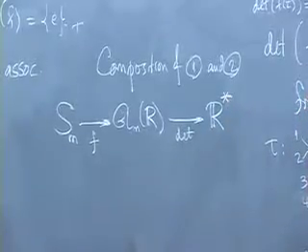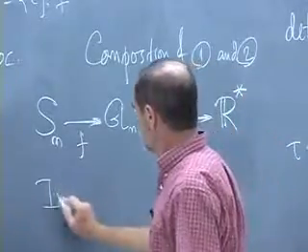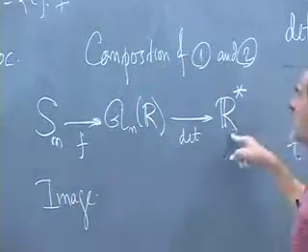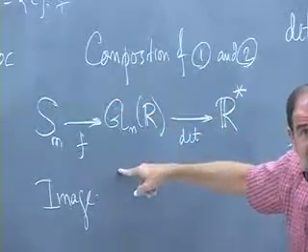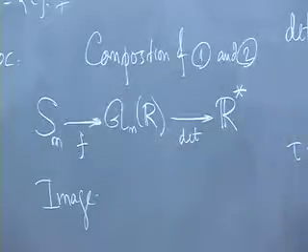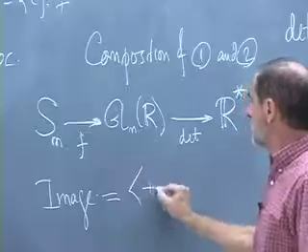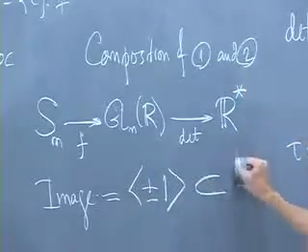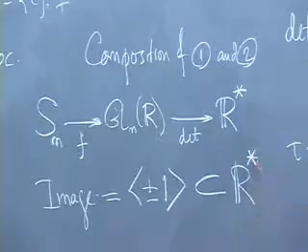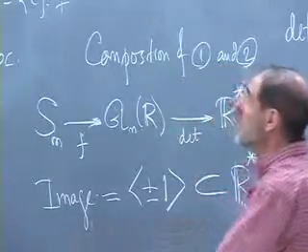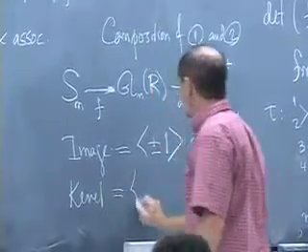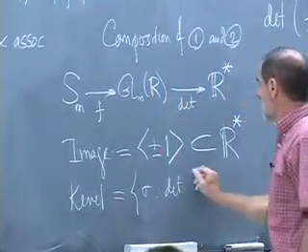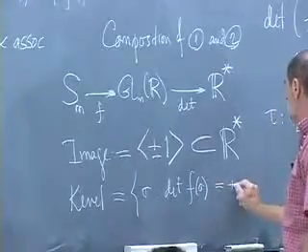Now what's the image and the kernel? The image is not all of R star, because the image of f was not all the matrices here. It was just the permutation matrices. And we saw that the determinant of a permutation matrix is plus or minus 1. So the image is the subgroup plus or minus 1 inside of R star. And the kernel, now we have a kernel. See, the original map here had no kernel at all. But now we have a kernel which consists of the sigma such that the determinant of f of sigma is equal to plus 1.